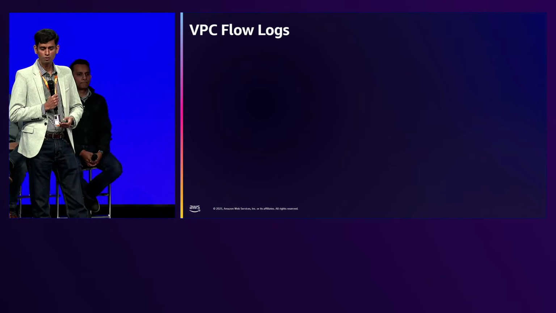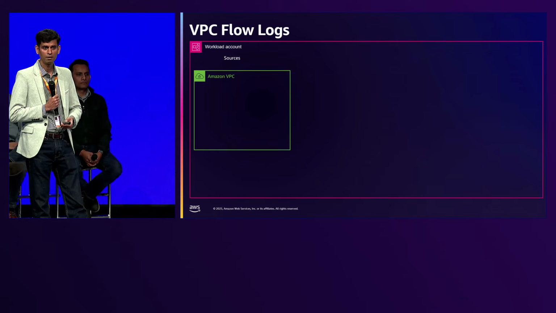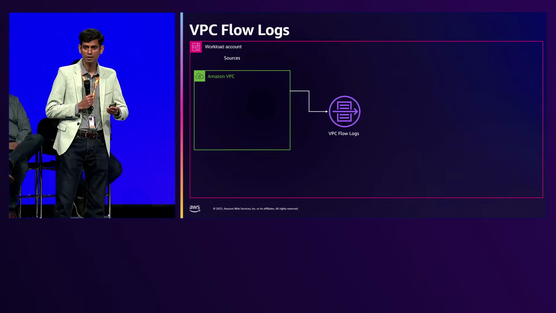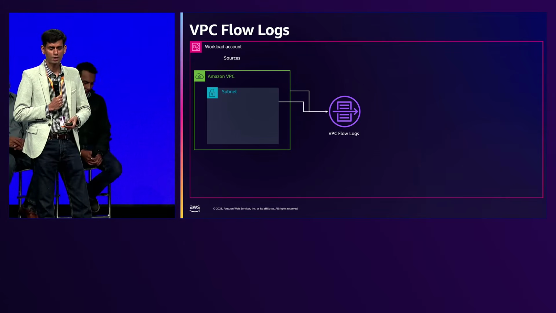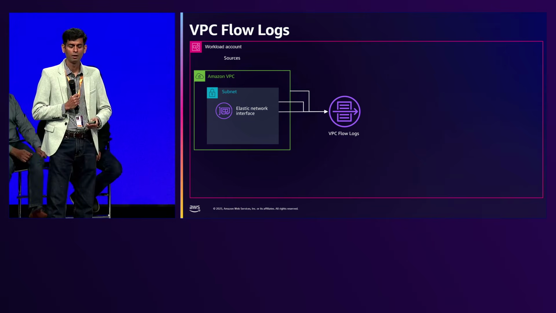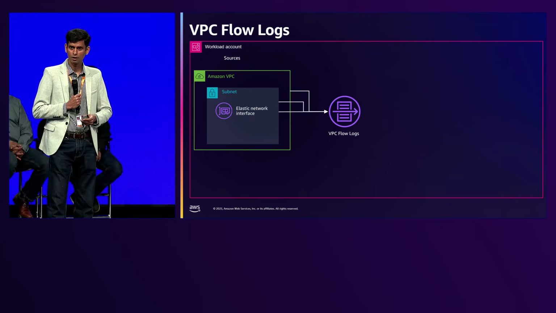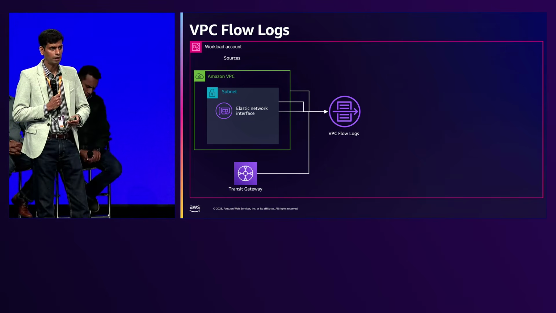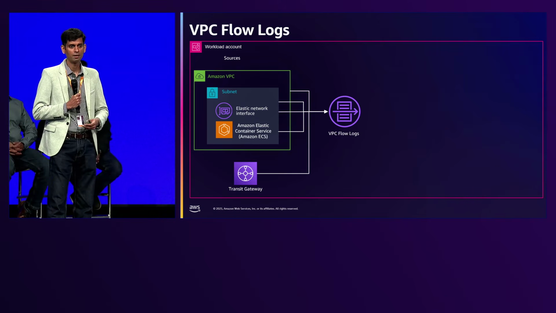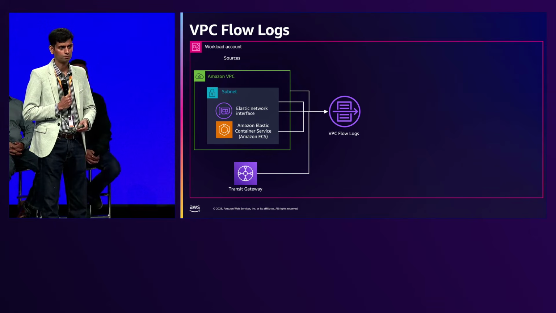So VPC Flow Logs can be enabled at multiple levels. First of all, you can enable it at the VPC level. If you are focusing on specific resources in a subnet, you can do that at a subnet level. And then you can go really granular and apply that at the network interface level. You can also capture transit gateway logs into VPC Flow Logs. And there is an inbuilt integration of Elastic Container Service, which provides some additional ECS metadata into VPC Flow Logs.